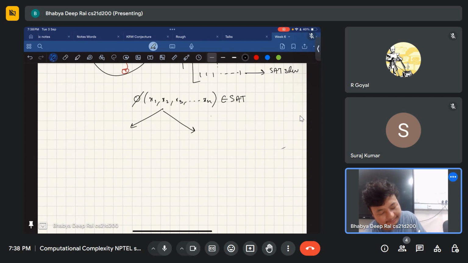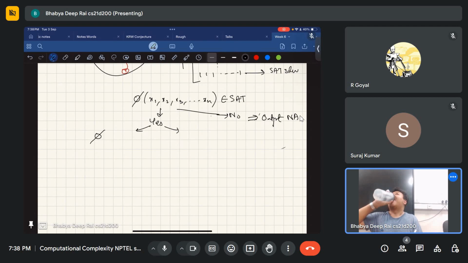Now, let's say it said yes. And let's say it said no, then I'll just reject. I'll output something like NA because I don't have any satisfying assignment. Okay. Now what I'll do is fix one of the variables to 0, and then ask, is this satisfiable? This is still a formula, although it has a fixed input also. It is still a formula, and I'll ask whether this is in SAT.